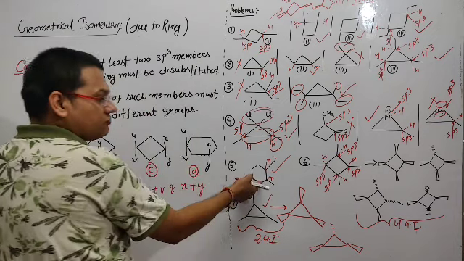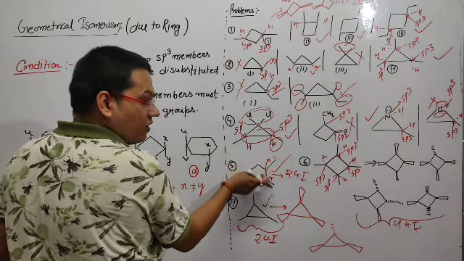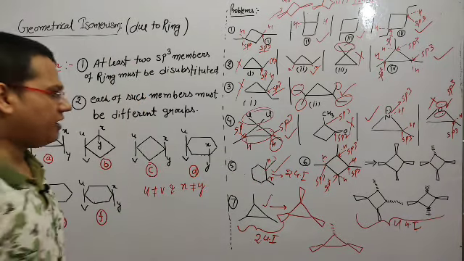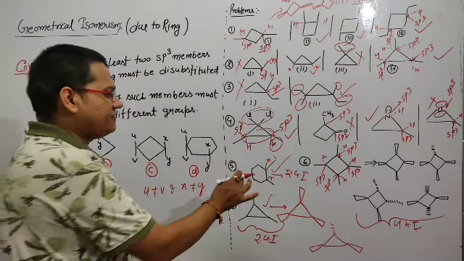In this case also, student, how many? 2 GI because 2 what? 2 wedge or 2 dash, both are the same, and 1 wedge and another dash. So one form is cis.